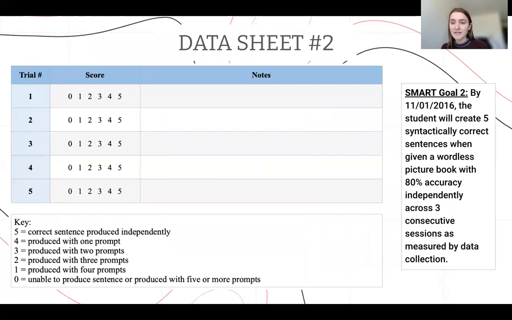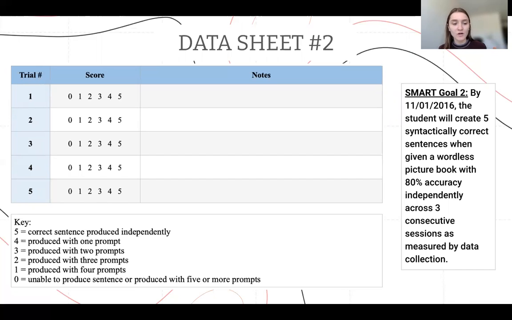And then our second data sheet is for SMART Goal 2, which stated that the student will create 5 syntactically correct sentences when given a wordless picture book with 80% accuracy. And so we have 5 trials because we want them to create 5 sentences. We did our multidimensional data a little bit differently. So the student will receive a score of 5 if they are able to correctly produce a sentence independently. But for each prompt that he needs, we will reduce the score by 1 point.